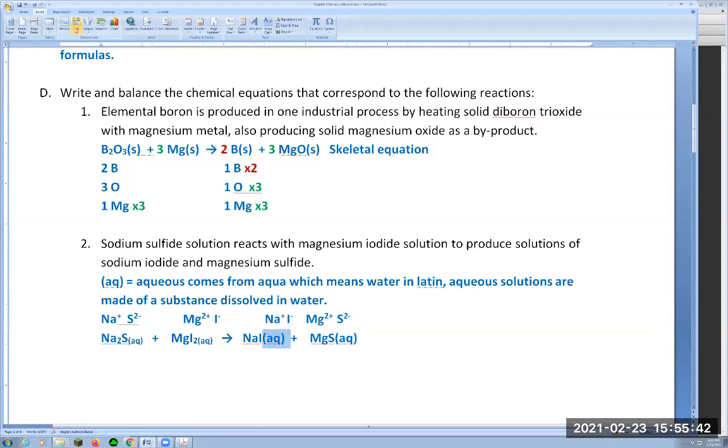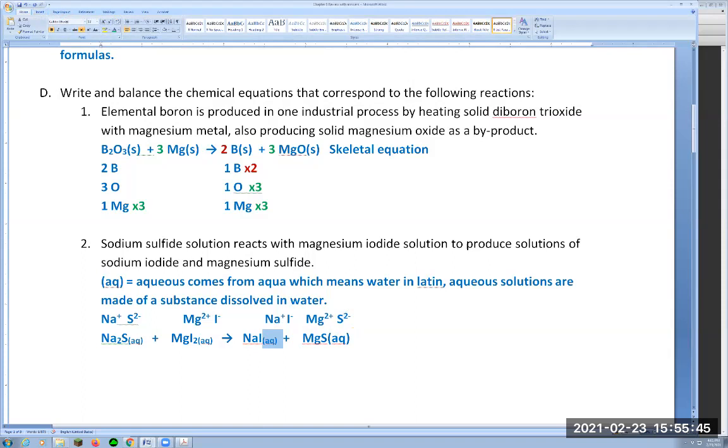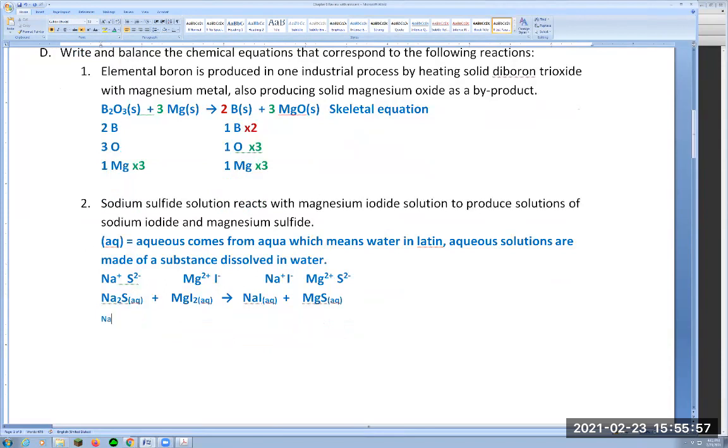So we have now the formulas for our reactants and products. And as it is now, we call this a skeletal equation. It's not balanced yet. So let's do the counting of each type of atom. So we have sodium on the left. We have 2 from here, 2 sodium. And on the right of the arrow, we have 1 sodium in NaI. S, we have 1 on the left, 1 sulfur. On the right, we have 1 sulfur as well.